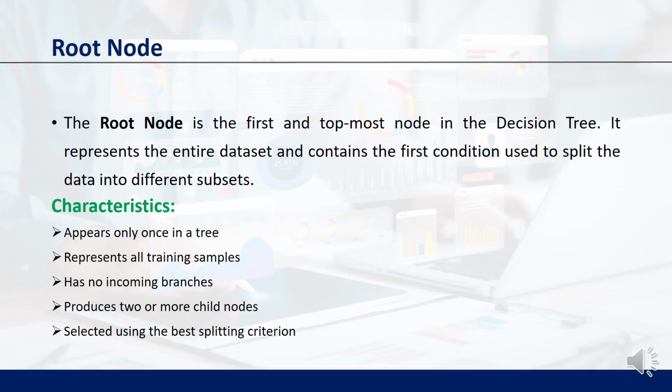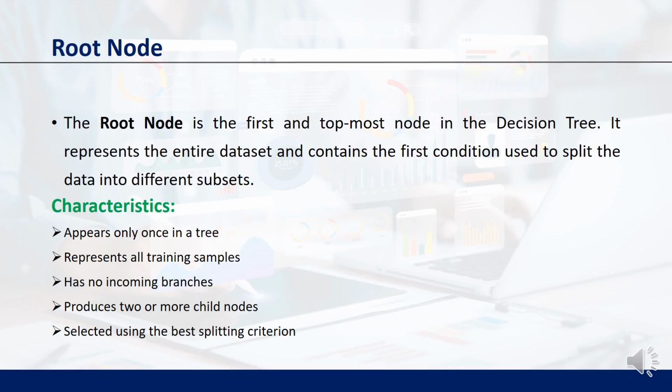Next, root node. Let us now study the terminology used in the decision tree. The first term is root node. The root node is the first and topmost node in the decision tree. It represents the entire data set. The first condition used to divide the data set is selected at this point.